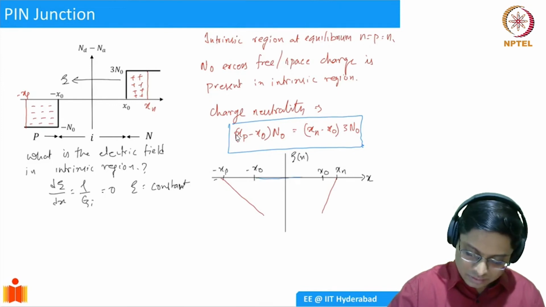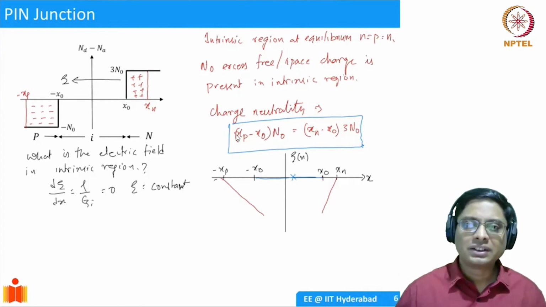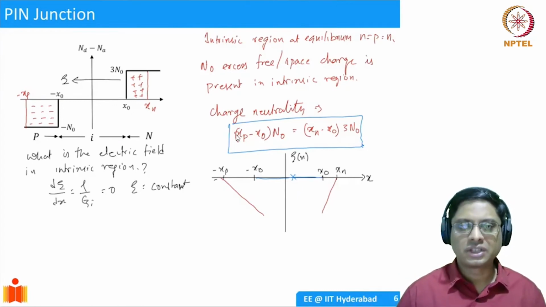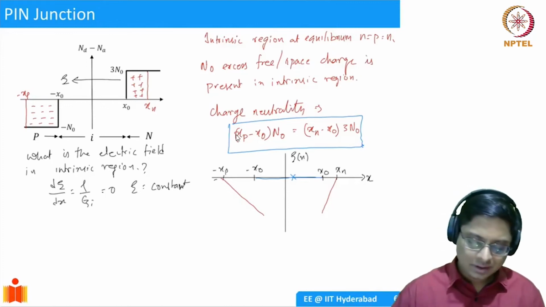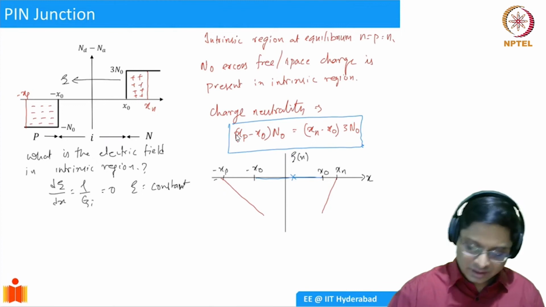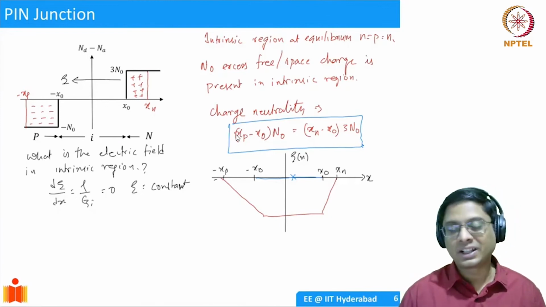Will it be 0 here? Well, the electric field has to be continuous. There is no reason for it to have a discontinuity, because there is no charge. If there is a boundary charge, then there can be a discontinuity in the electric field. Otherwise, no. So because of that, the electric field here will be constant. So this is your electric field profile in a PN junction, a PIN junction.